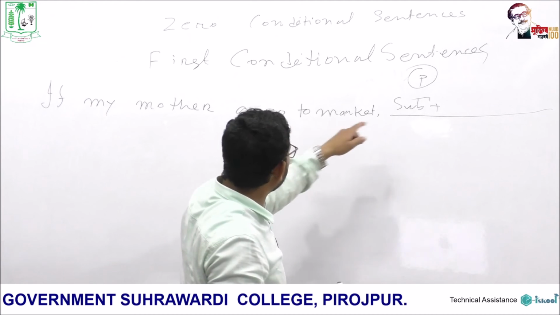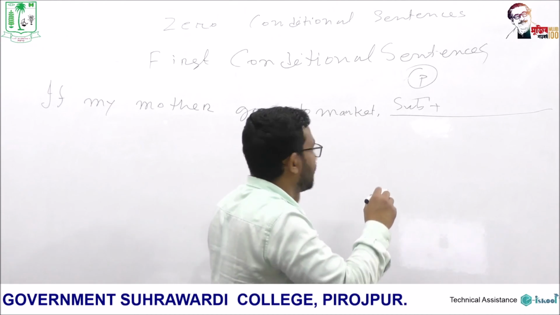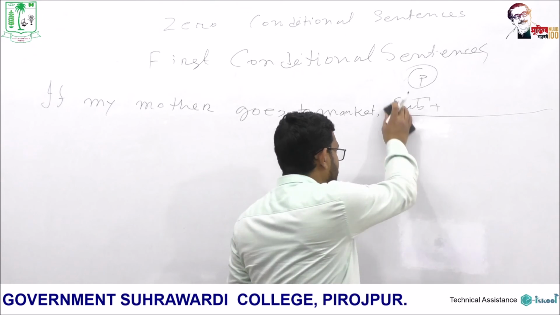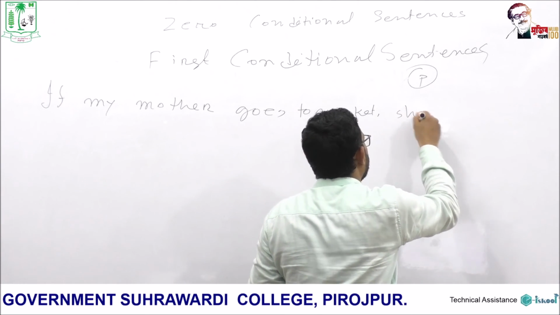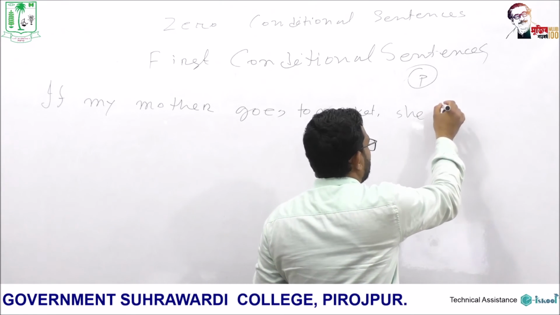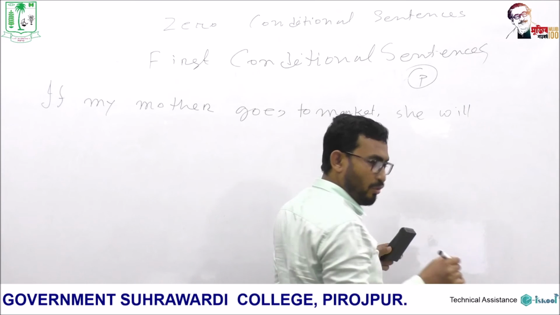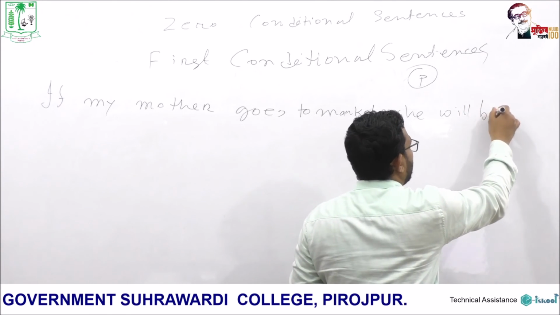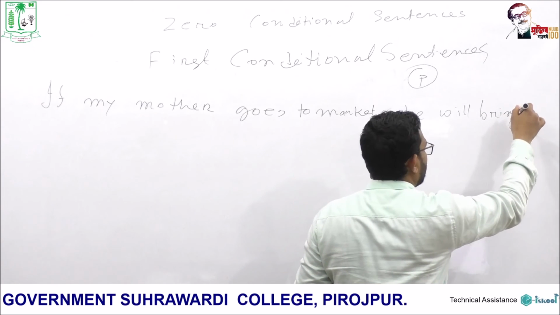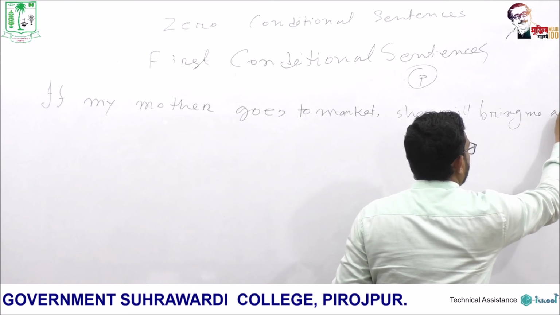So then how can we complete this? If my mother goes to market, she, subject will be she because mother is feminine. Then auxiliary, that is modal verb, she will. The main verb, she will bring me a shirt.